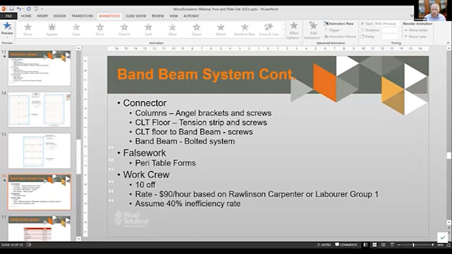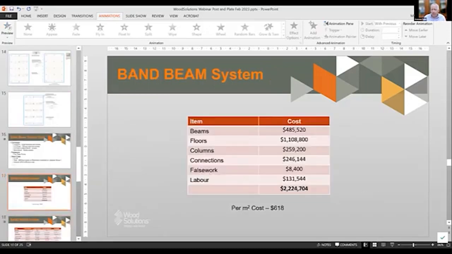The formwork was in case of temporary formwork, like we use in concrete, but it wasn't over the entire floor. It was just part of it, and using the same hourly rate of $90 and the inefficiency of 40%. In this case, this is probably the most expensive of all the systems. It's $618 per square metre.